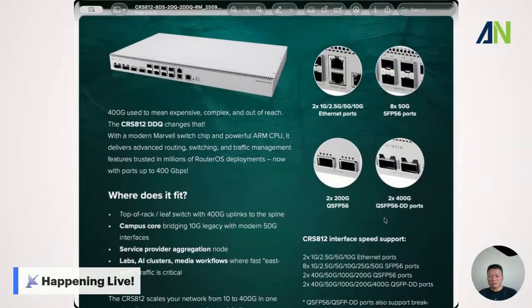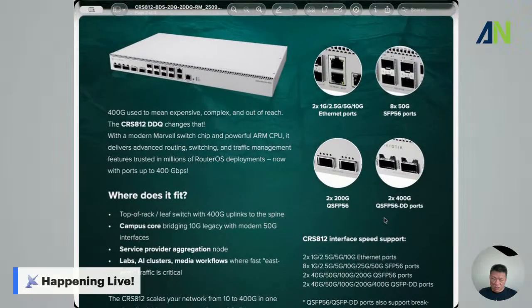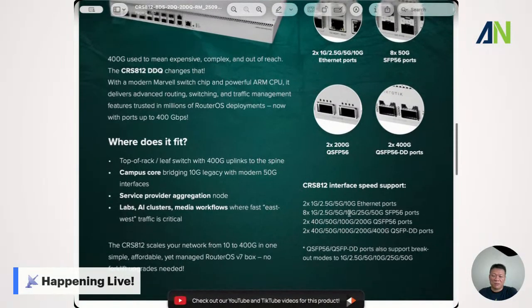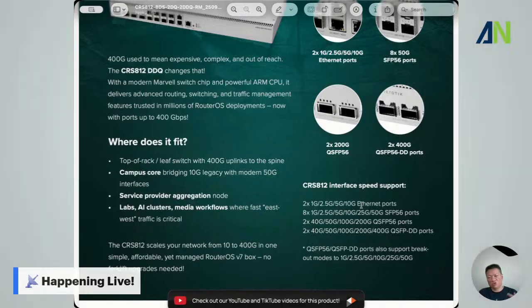All right, so as usual, all these ports actually support multiple types of speeds. You can see, the 10G port is usually very well compatible down to 1G. So 1G, 2.5G, 5G, 10G, right? And the SFP56 supports 1G up to 50G. So 1G, 2.5G, 5G, 10G, 25G, and 50G. That's for the SFP56 ports, which is 8 of them.